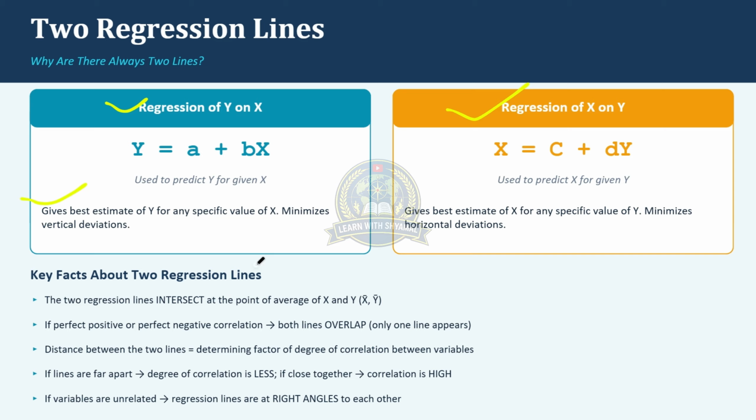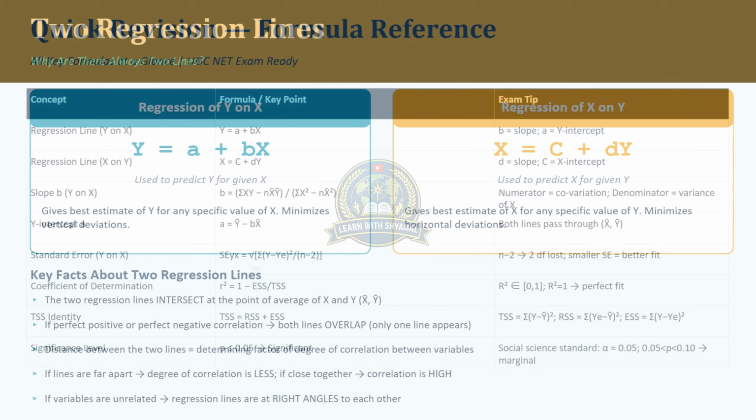Key facts about the two regression lines. The two regression lines intersect at the point of the averages of x and y. If there is perfect positive or perfect negative correlation, both lines overlap and only one line appears. The distance between the two lines is a determining factor of the degree of correlation between variables. If the lines are far apart, the degree of correlation is less. If close together, correlation is high. If variables are unrelated, the regression lines are at right angles to each other.